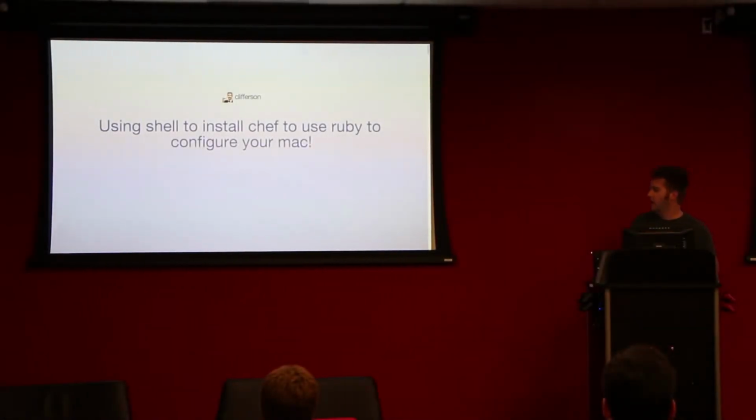My big title is I'm an automation engineer for Riot Games. So I guess that means a little bit of system administration, a little bit of programming, and a lot of CAD and Perl. So this is how to use Shell to install Chef, to use Ruby to configure your Mac.